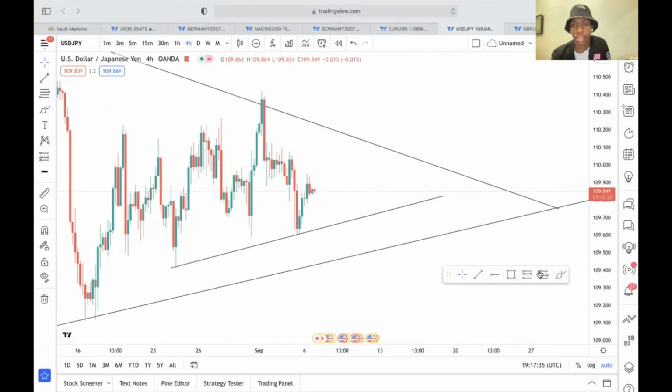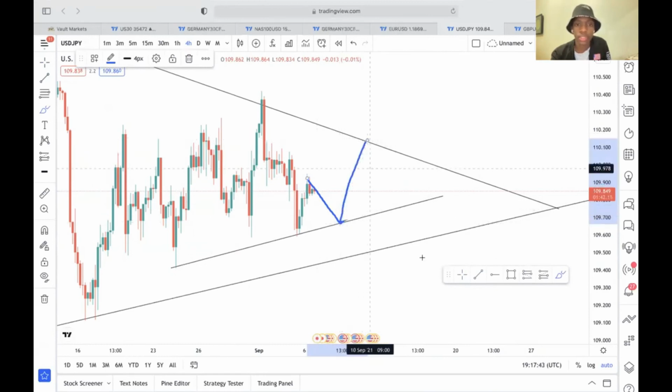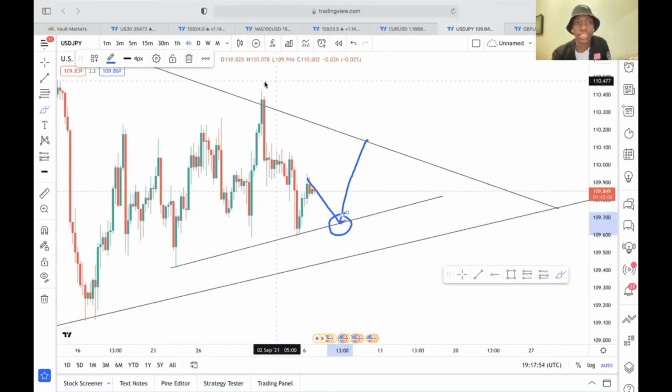Right? So I'm anticipating USD JPY to retrace down to the trend line, then look for buys. Right? Only if this trend line is respected. However, it could be broken. We're just going to simply wait and see how it reacts to the trend line. And that's on H4, guys. You see, that's why it's important.